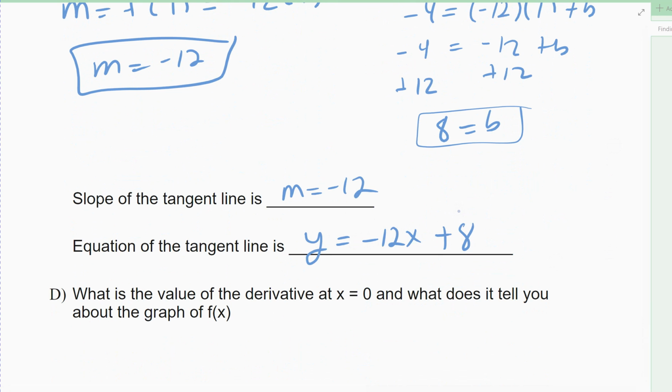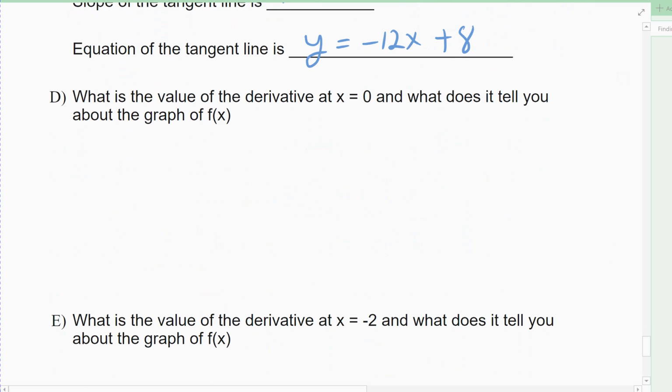I didn't ask you to graph it this time, but you could. You could see that it should be fairly steep at that moment. It's decreasing pretty fast at the point (1, -4). I'm going to go on, though, and ask some different questions.